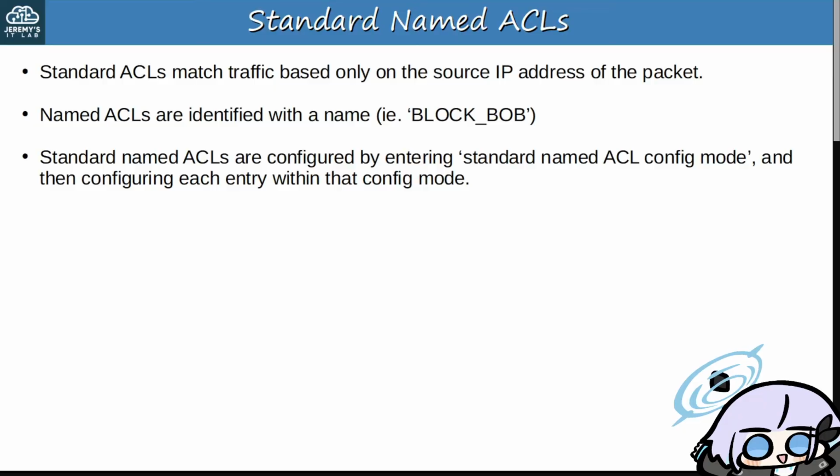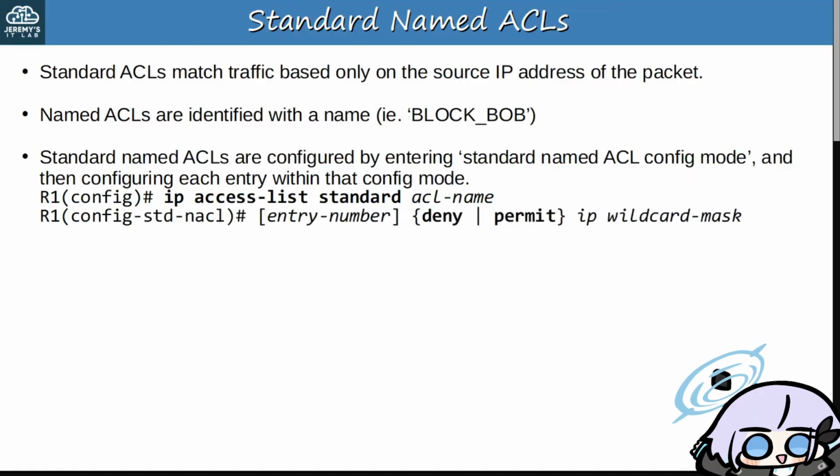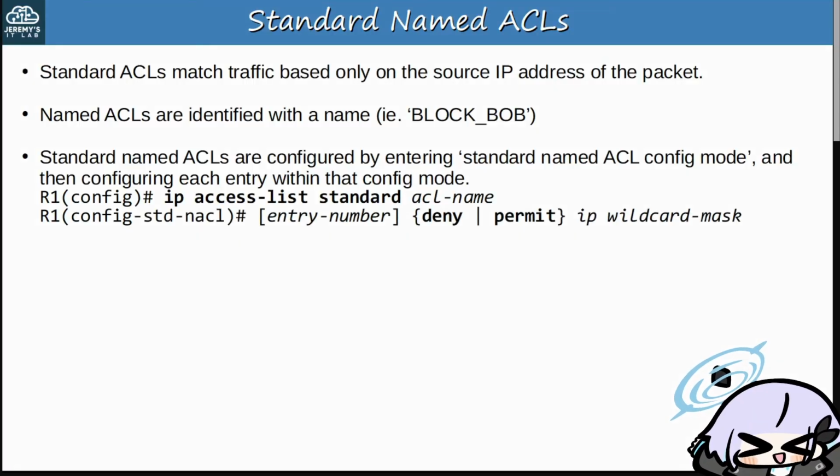Standard named ACLs are configured by entering standard named ACL config mode and then configuring each entry within that mode. So, a little different than standard numbered ACLs. Here's how you enter that config mode. IP access-list standard followed by the name. Remember to use IP in front of the command. For standard numbered ACLs, the command is access-list, but in this case it's IP access-list. Then you enter standard named ACL config mode.